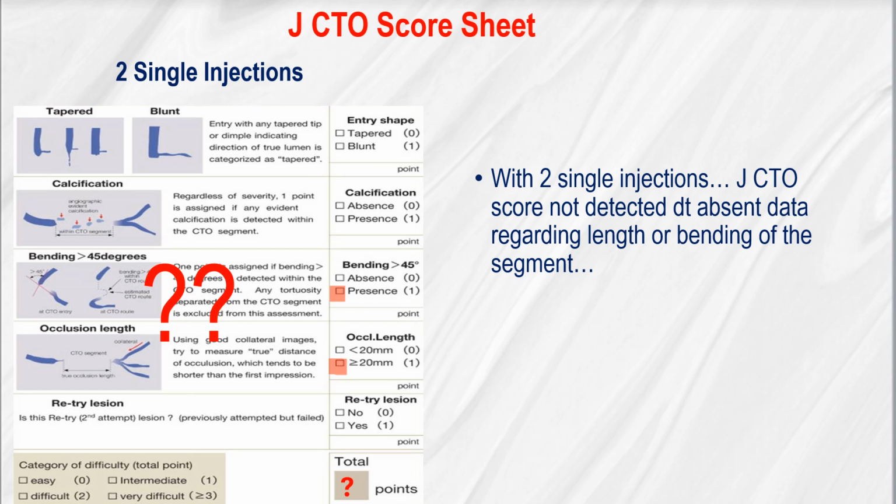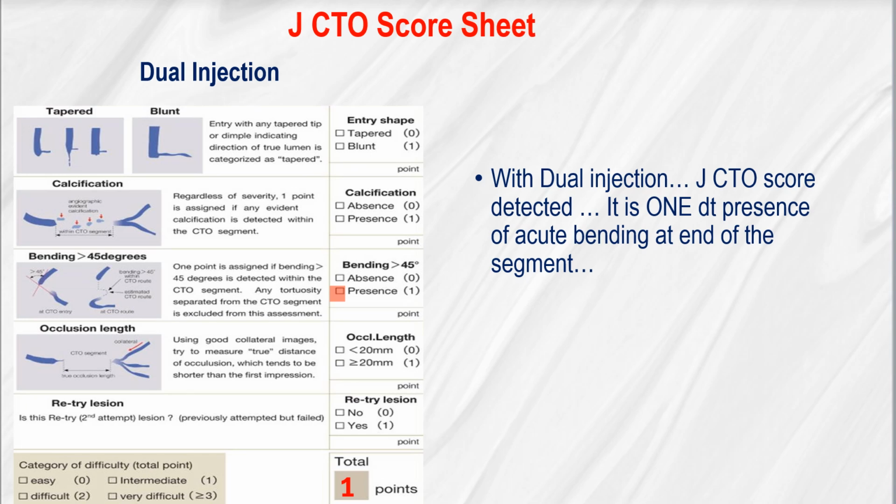With 2 single injections, J-C2O score was not detected due to absent data regarding the length or bending of the segment. Yet, with dual injection, J-C2O score was detected. It is 1 due to presence of acute bending at the end of the segment. Case number 4.